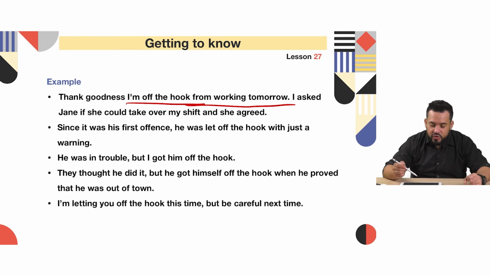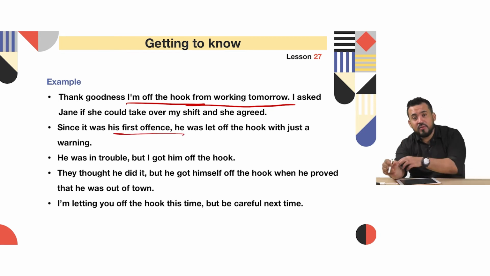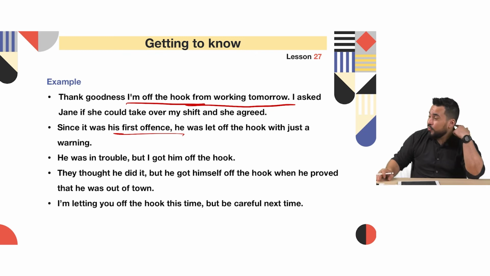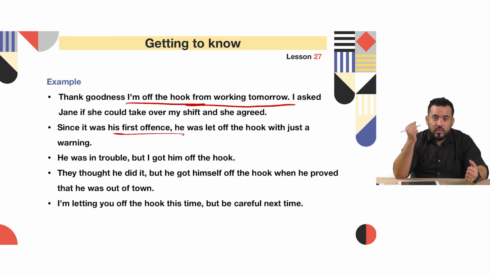Since it was his first offense, he was let off the hook with just a warning. Okay, what is first offense? First offense, it means if you do something illegal for the first time, or you do something that you're not supposed to do for the first time. Like, for example, if you run a red light. When you're driving, you're supposed to stop at a red light.